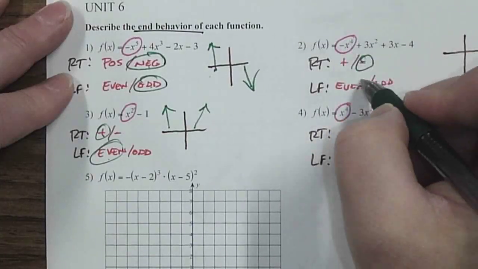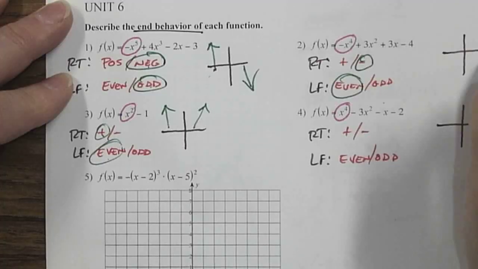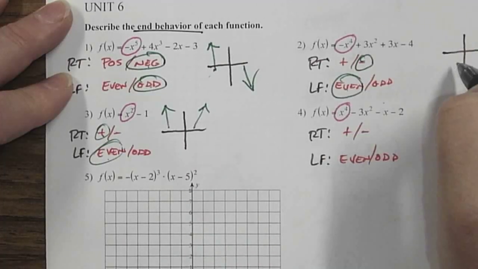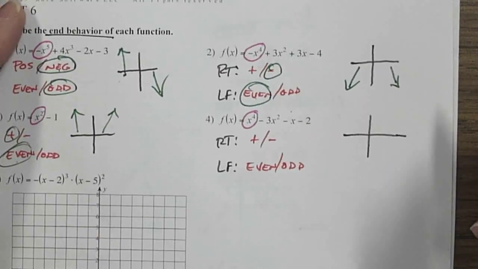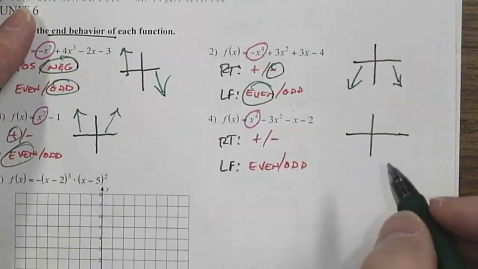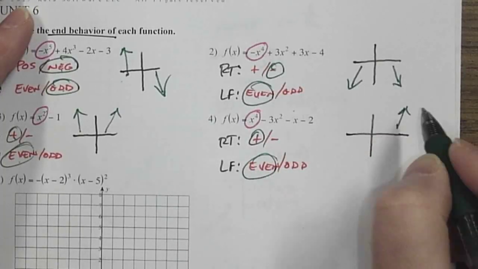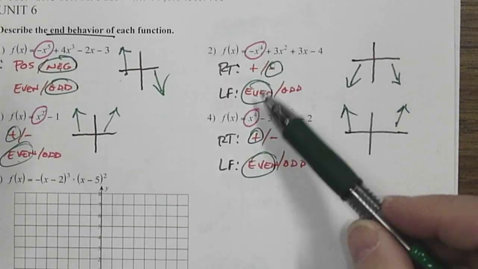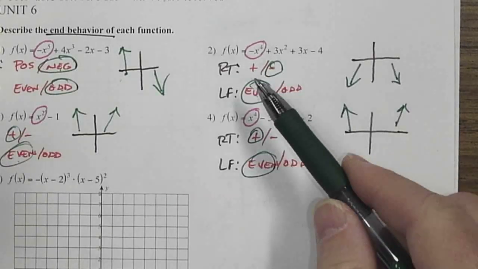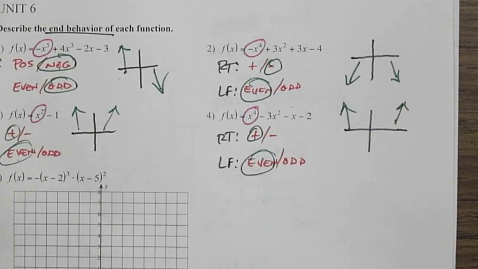This is negative and even, 4. So the negative means the right-hand side goes down, even means the left-hand side does the same. So the right and left-hand side are both falling. Here, this is positive and even, so both going up. If it's odd, it does the opposite way, but if it's even, they go the same way. If it's positive, the right hand goes up. If it's negative, the right hand goes down.